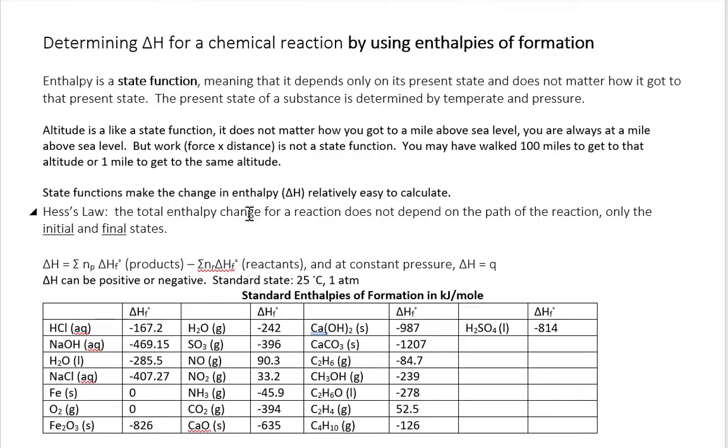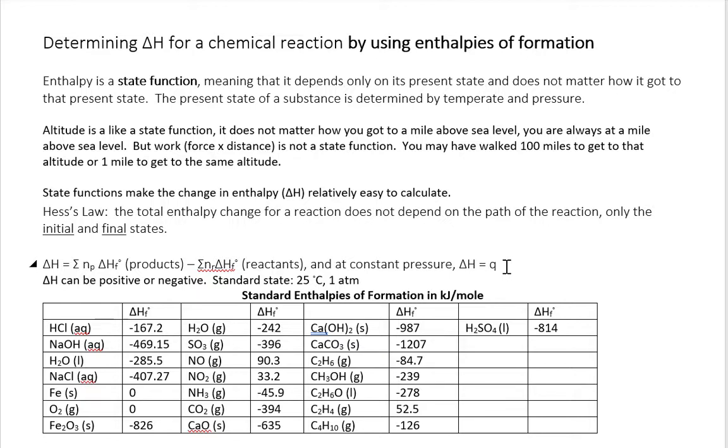And so a couple things you need to note about calculating change in enthalpies when we're dealing with enthalpies of formation is that they always occur at a certain temperature, and that's 25 degrees Celsius. So you can't use these numbers if you're at a different temperature, and they occur at 1 atmosphere pressure, which is basically what we have on the surface of the Earth. It varies a little bit, but not a whole lot.